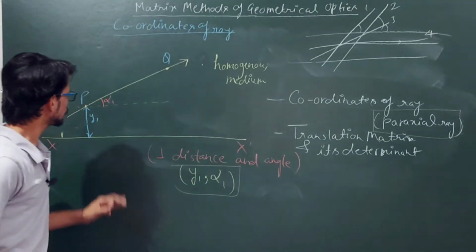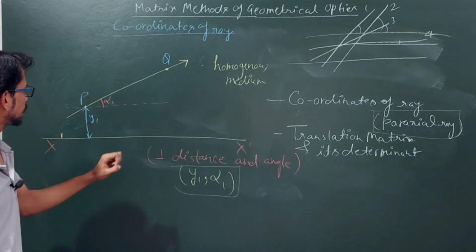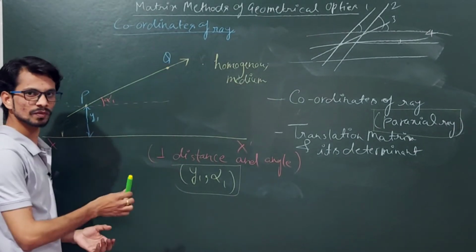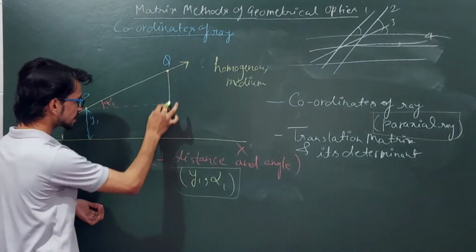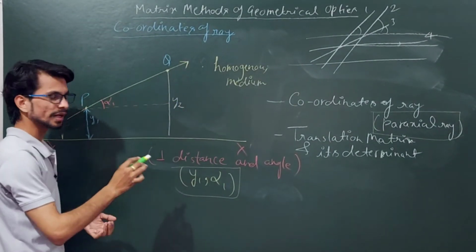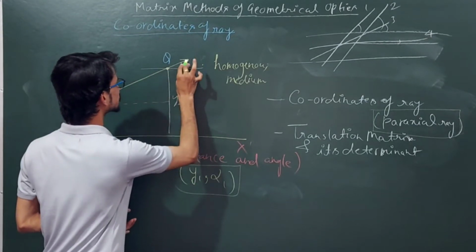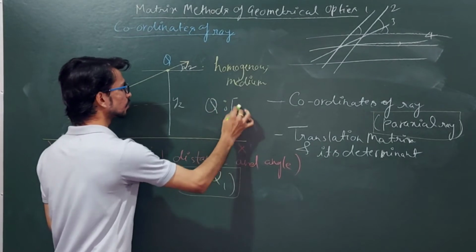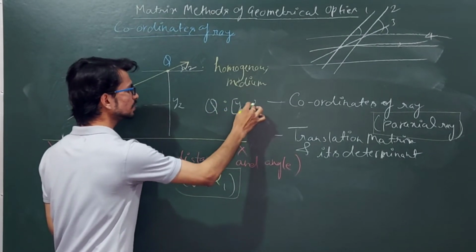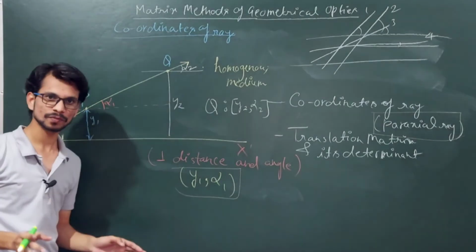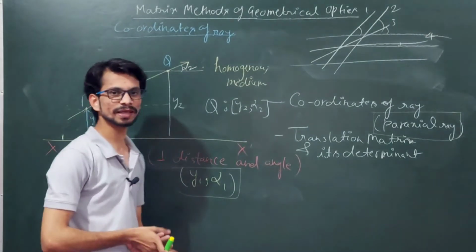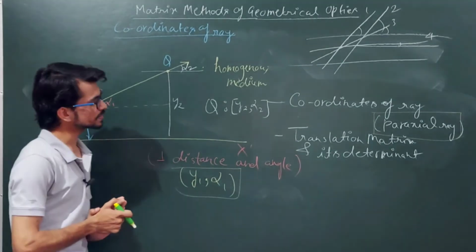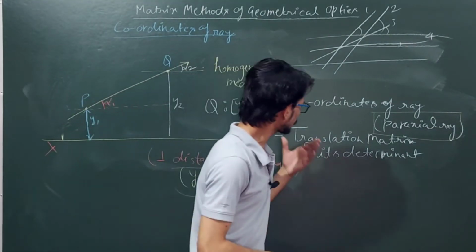So this is the process how we can find the coordinate of this point. Now if I am interested to find the coordinate of this point Q, then I will have this distance, let's say this is y2, and this angle, let's say this is alpha 2. So the coordinate of point Q will be y2 comma alpha 2. So this is the process how we can find the coordinate of a point on the ray. Now let us turn towards the translation matrix.